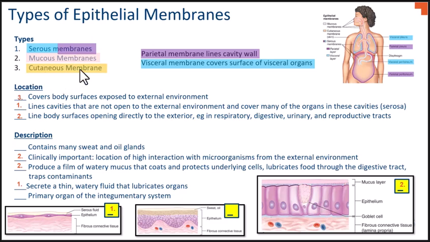Our final example is the cutaneous membrane. Cutaneous means skin. So this is going to be found, of course, all over your body. It's actually the primary organ of your integumentary system, which includes things such as hair and that sort of thing, and your nails. Skin is obviously taking up the majority of your body. And it's going to cover your body surfaces that are exposed directly to the external environment.